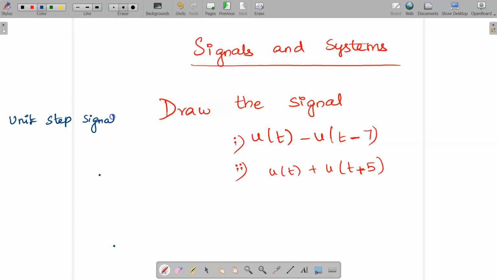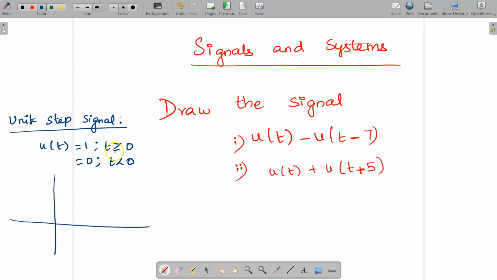So the unit step signal u of t is 1 for t greater than or equal to 0 and 0 for t less than 0. So once we have written the definition, we have to plot the diagram for the u of t signal. Since they have given t, take t in the x-axis, u of t in the y-axis.